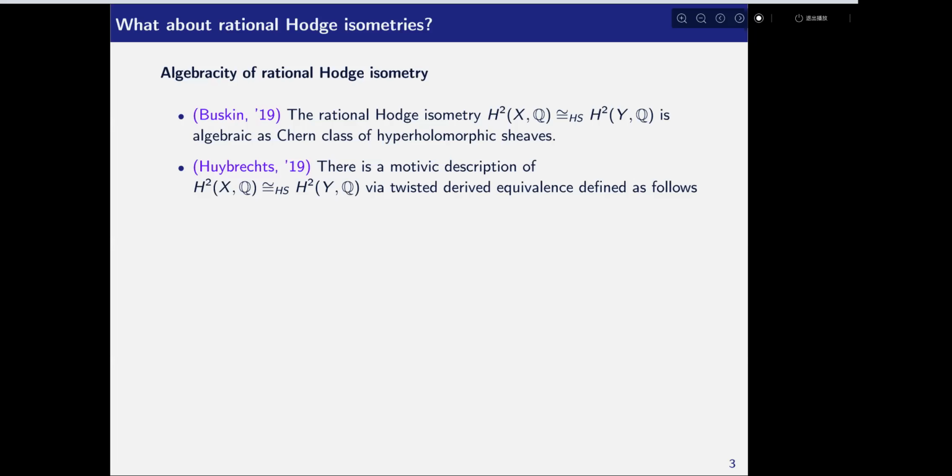Excuse me, are you assuming that the surface is algebraic? Yeah, here I have to assume that it's algebraic. But even if it's not algebraic, it's still some Chern class of hyperholomorphic sheaves, because hyperholomorphic sheaves also live on non-algebraic surfaces, just holomorphic ones. Yes, just Chern classes of some hyperholomorphic sheaves.